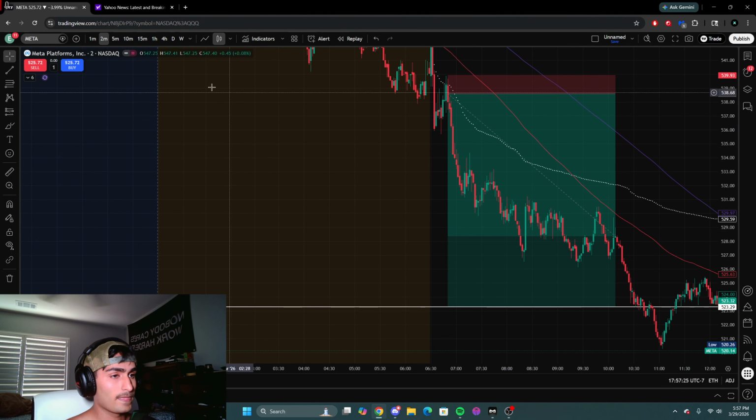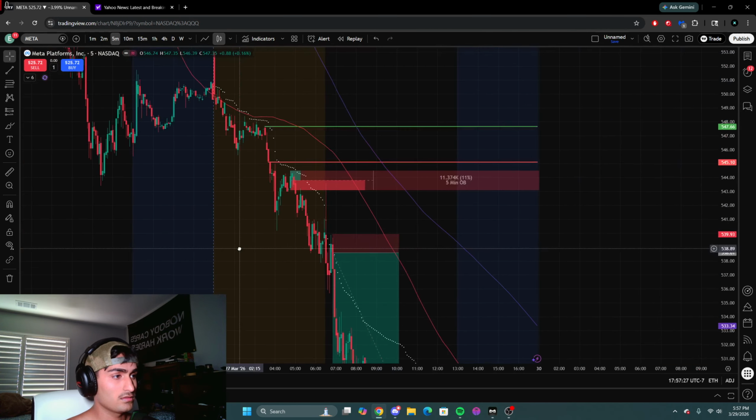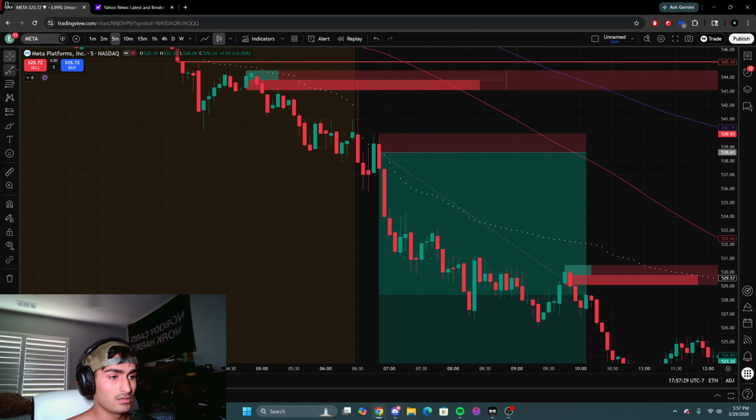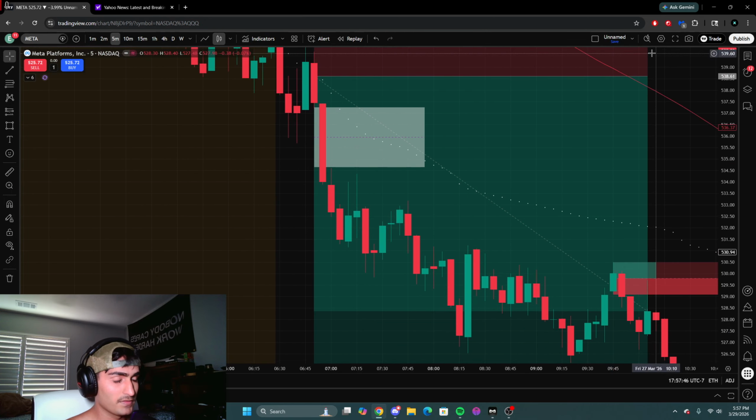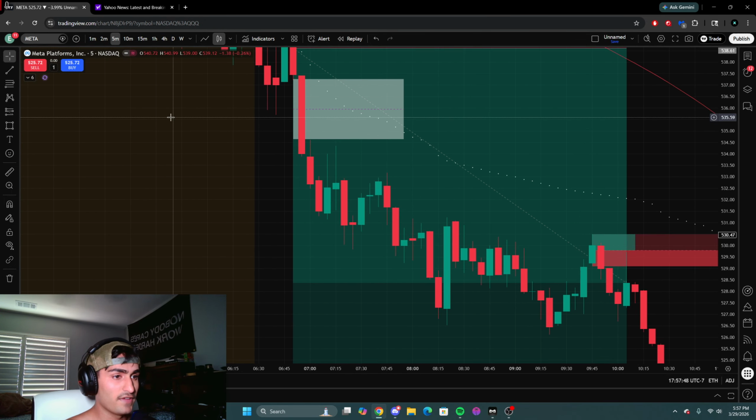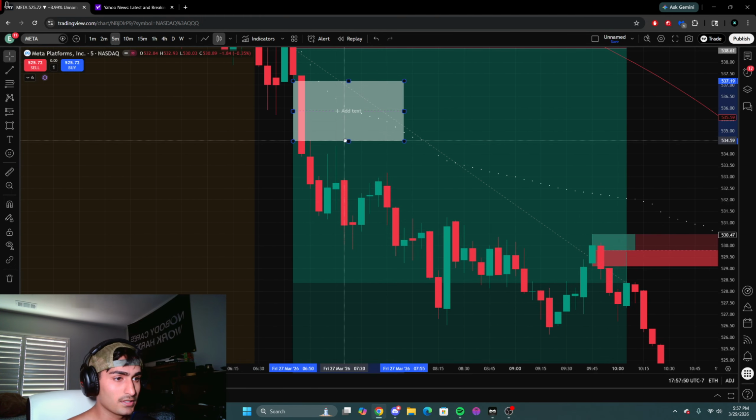Let's go to 5 minutes. I'm just going to start drawing out what I see. You can see the fair value gap form right here. Let's change the color to white. Fair value gap right there on the 5 minutes. Let's extend that a little bit lower.